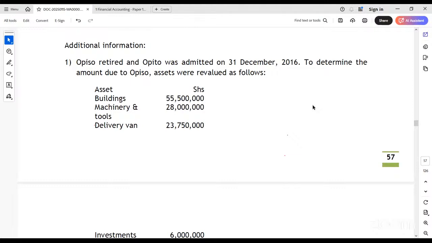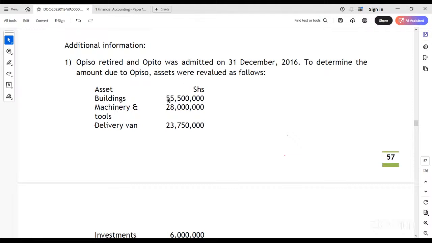To determine the amount due to Opiso, assets were revalued. Assets will be revalued whenever a partner is retiring, or whenever there is a change in the profit or loss sharing ratios.